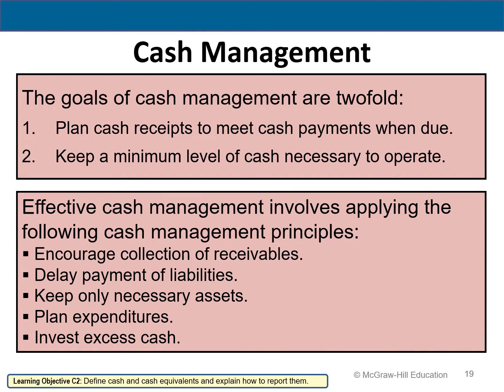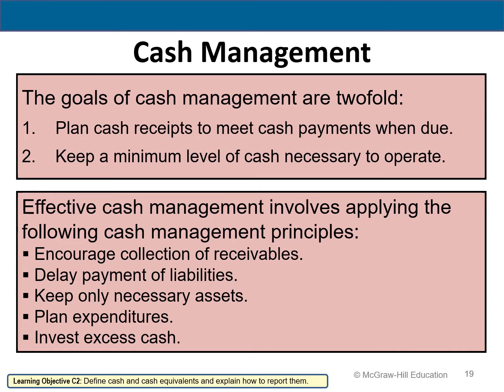Cash management. So one of the main reasons companies fail is the inability to manage their cash. So cash management's pretty significant, and the goals of cash management are twofold. One, you want to make sure that you plan the cash receipts to meet when the cash payments are due. Seems simple, right? Easier said than done. And then keep a minimum level of cash that's necessary in order to operate, right?